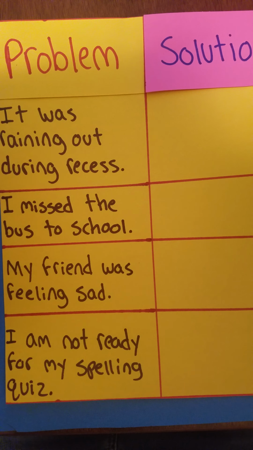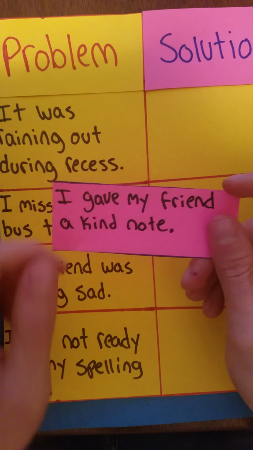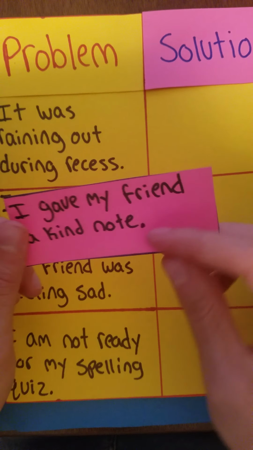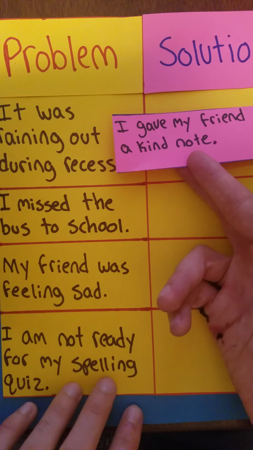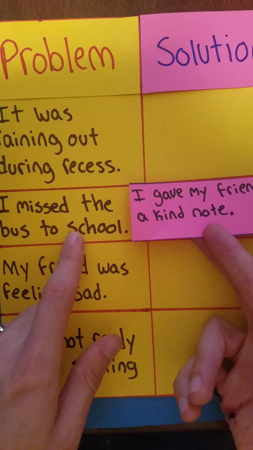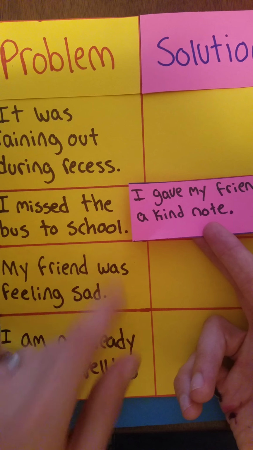So let's take a look at some of these solution cards and see if we can find any solutions for these problems. Okay, so the first solution card reads, I gave my friend a kind note. It was raining out during recess. Giving your friend a kind note wouldn't really solve that problem. I missed the bus to school. Well, that'd be nice, but that wouldn't really help you solve the problem. You still would not be getting to school.